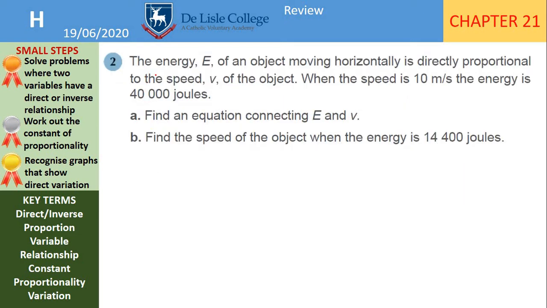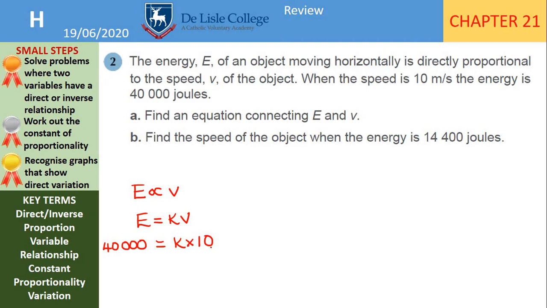Question 2. The energy E of an object moving horizontally is directly proportional to the speed V of the object. So E is directly proportional to the speed V. And remember that this would give me the formula E equals kV. Now let's use the information given: when the speed is 10 meters per second, so that was the V, I'm going to replace the speed with 10. The energy is 40,000 joules, so I'm going to replace energy, capital E, with that.